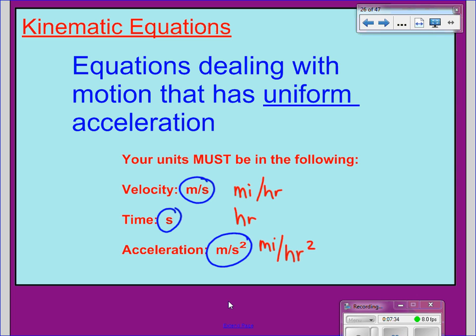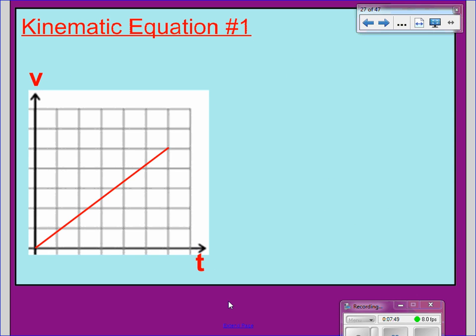But let's take, for example, your velocity was maybe in meters per second, but your time was in minutes. That you would require some converting. You'd have to convert your minutes into seconds before you could use these equations. Okay, now that we know the general rules, let's look at the first equation.